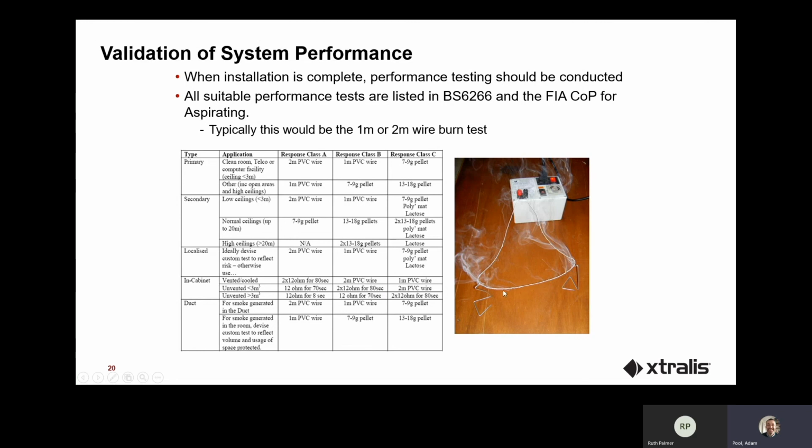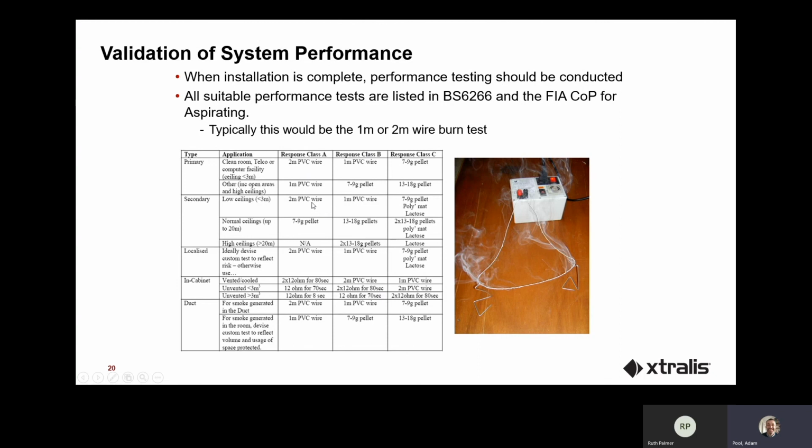And it's an overloading of that wire to create smoke. And you can see here, this is an extract from BS 6266, and it talks about the type of test that should be done depending on a Class A, B or C application and what the design is. So primary, secondary, for example. So it tells you what type of fire test is done. And it's always worth doing it.